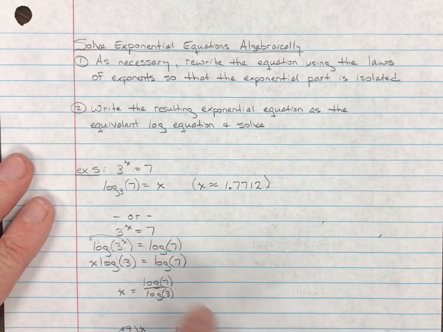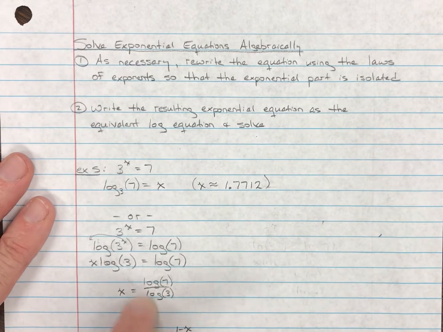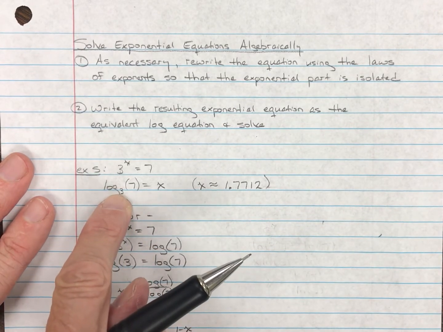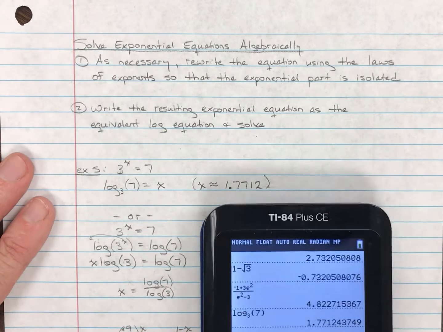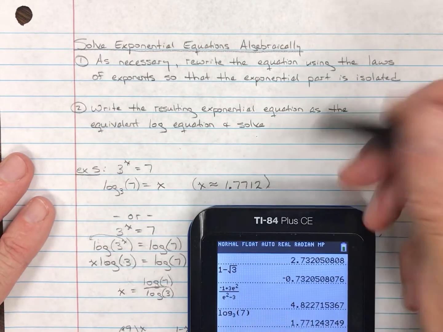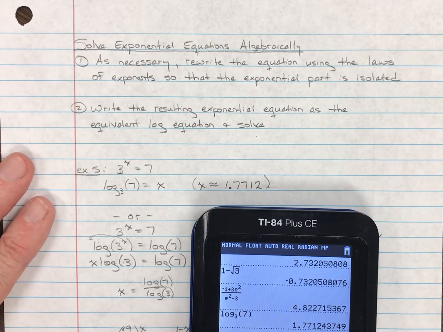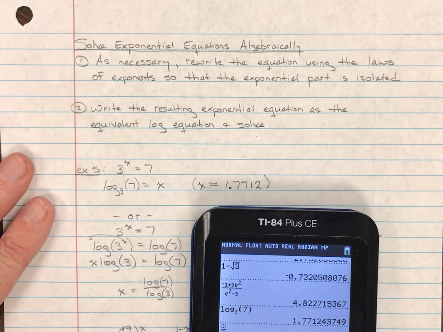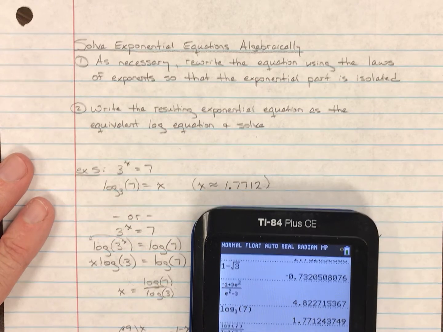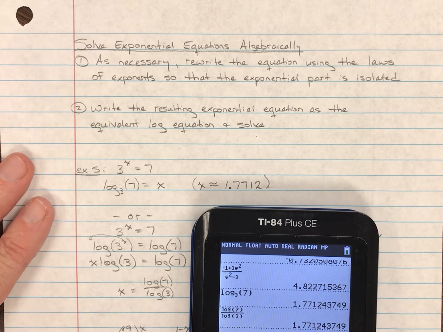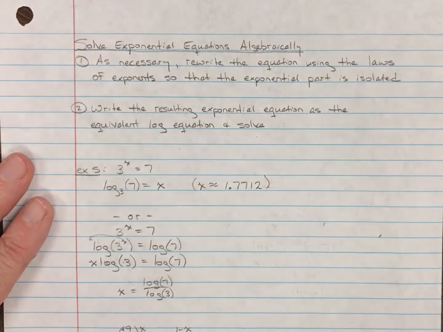Okay, now if you look closely, this is written with the change of base formula. We can check it. We better get approximately 1.7712. Okay, log of 7 over the log of 3. Same thing. See, that matches right above there.